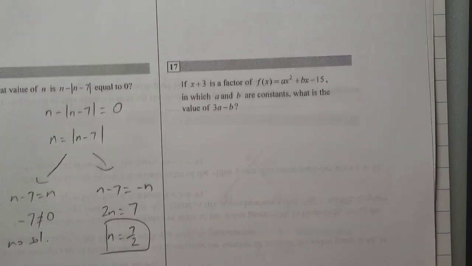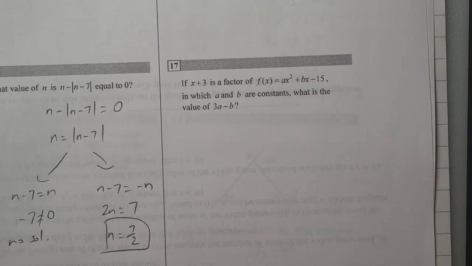And last, number 17: if x plus 3 is a factor of ax squared plus bx minus 15, in which a and b are constants, what is the value of 3a minus b? Go ahead and pause this if you want to solve this beforehand.